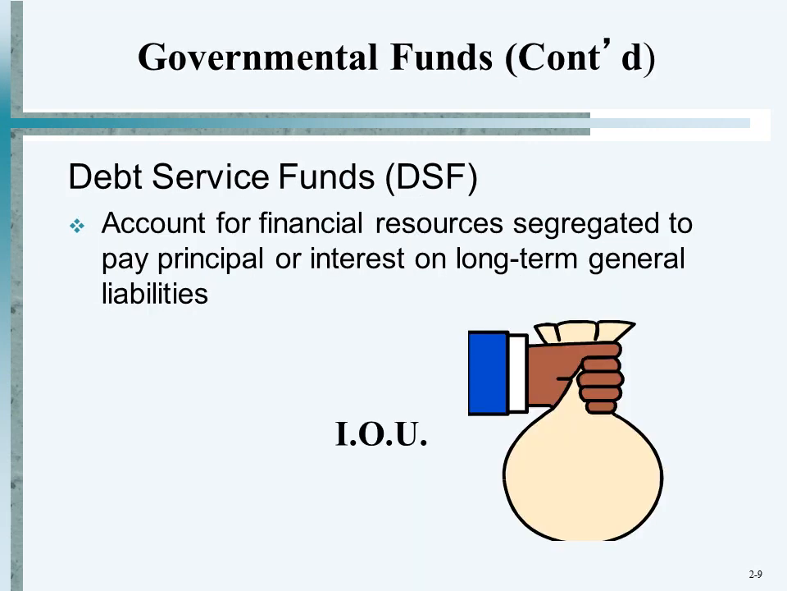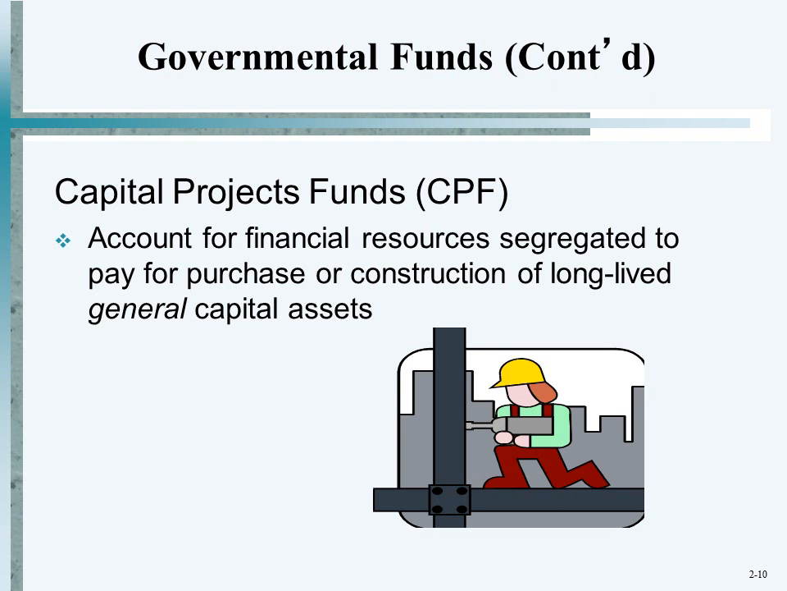Debt service funds. These account for financial resources that are set aside to pay for principal and interest on long-term liabilities. Again, this is kind of where what we said was excluded from the general fund is put in the debt service fund. Capital project funds. These are for financial resources that are set aside to pay for long-term assets, capital assets.